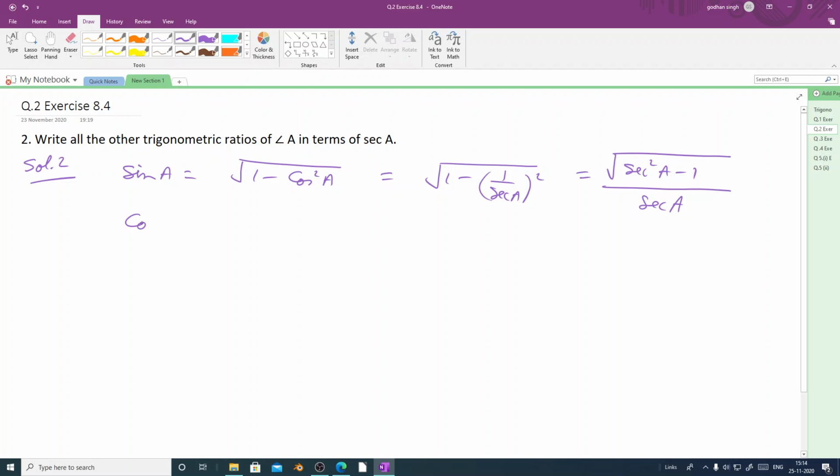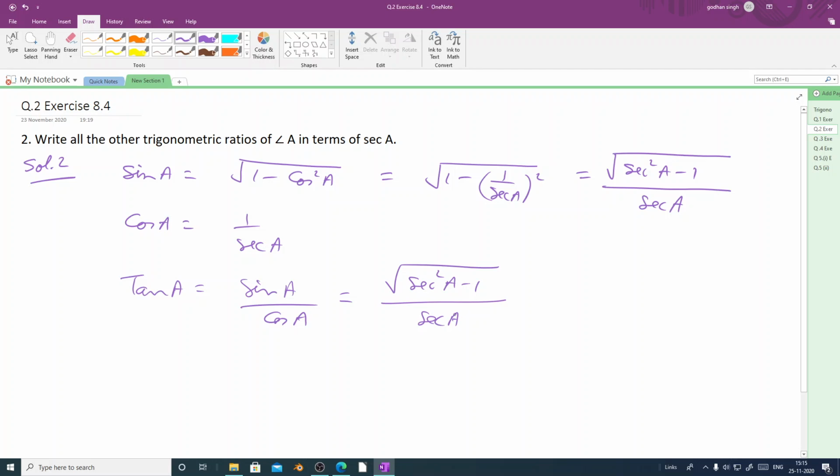Now what about cos A? Cos A is very simple. Cos A is equal to 1 by sec A. And how to find tan A? Tan A is also very simple, because we know that tan A can be written as sin A by cos A. Already we have the value of sin A in terms of sec A. So sin A is square root of sec square A minus 1 over sec A, and we have here into sec A, since 1 by cos A is sec A. So sec A will cancel, and we will get tan A equal to square root of sec square A minus 1.